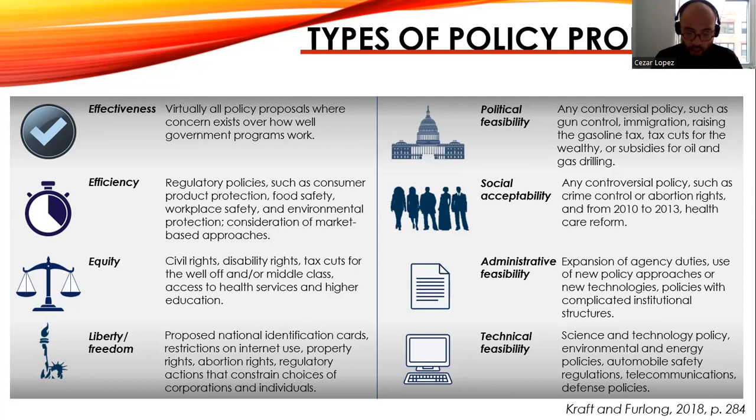Social acceptability: any controversial policies such as crime control or abortion rights, and from 2010 to 2013, healthcare reform. Administrative feasibility: the expansion of agency duties, use of new policy approaches or new technologies, policies with complicated institutional structures. And technical feasibility: science and technology policy, environmental and energy policies, automobile safety regulation, telecommunications, and defense policy.